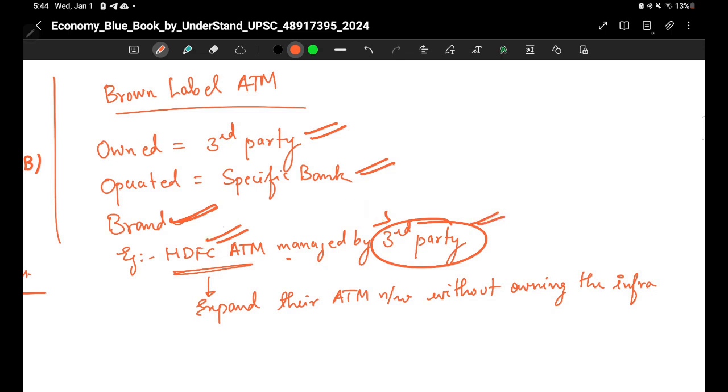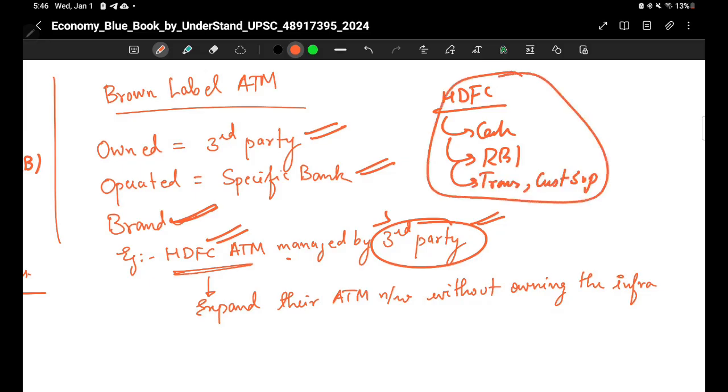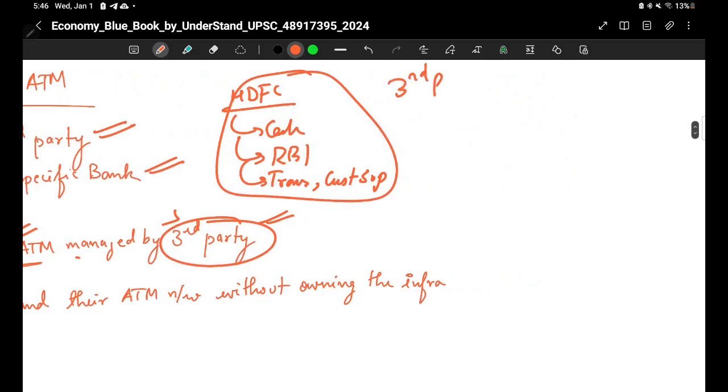Not operation. For example, HDFC will provide cash for the ATMs. They will comply with the RBI regulations. They will handle transactions and customer support. All this HDFC will do. But what will the third party do? Third party, they will install the machines, and they will maintain the machines as well, whatever service they have to do for that machine, and they will also ensure that infrastructure is operational.